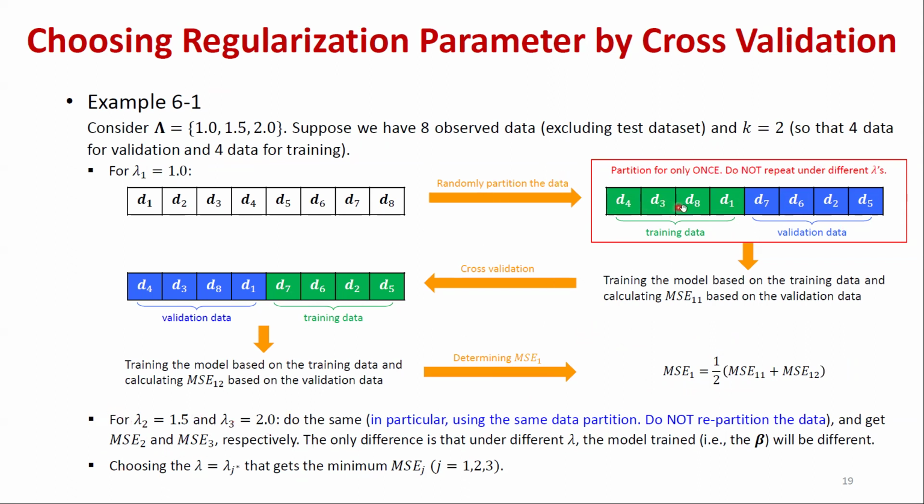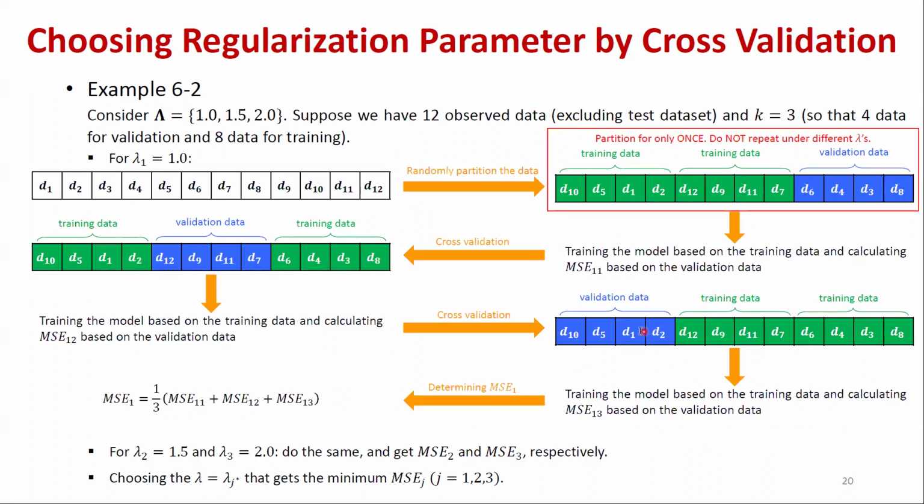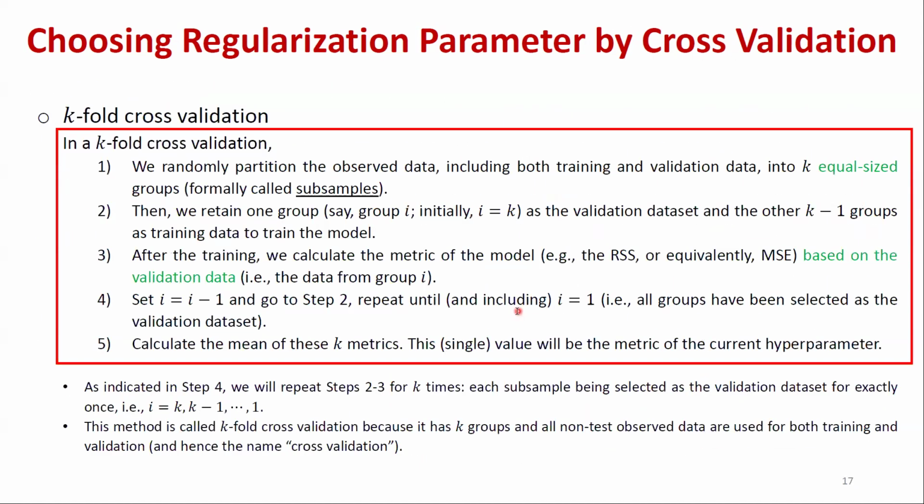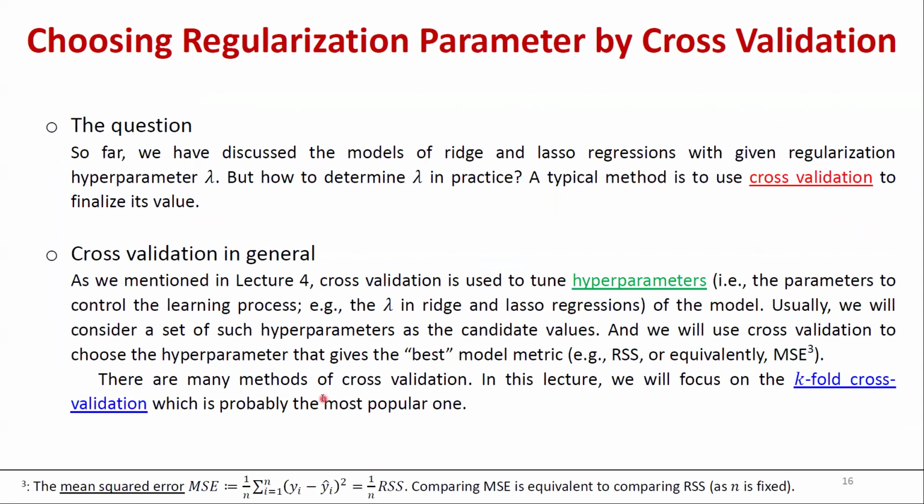For example, D3, D4, D1, D8, D6, D7, D5, D2. No, then the comparison is going to be biased. You know what I mean? The whole cross-validation, you will partition the data for only one time. So that's the thing.